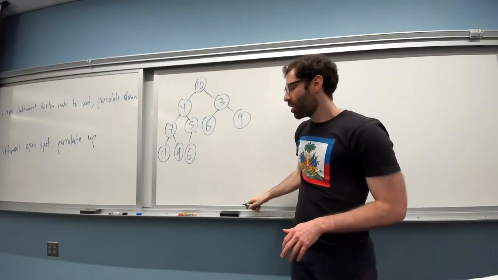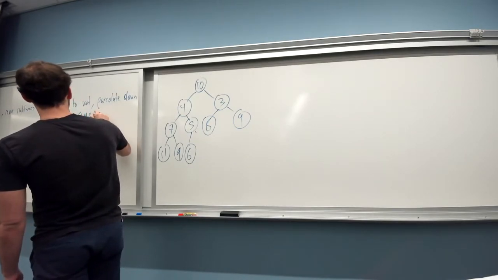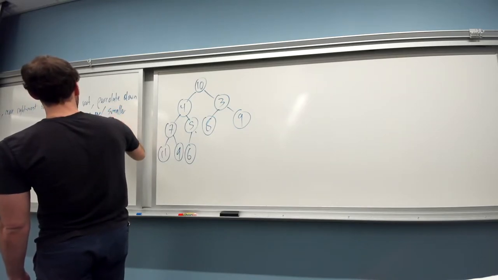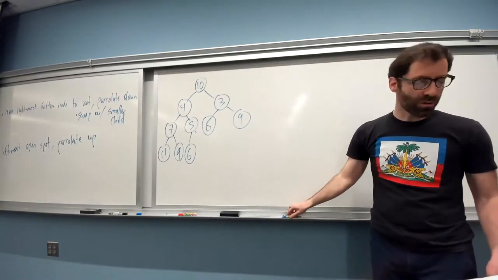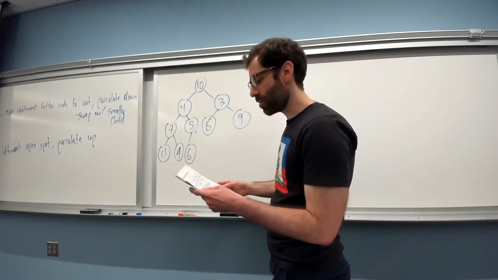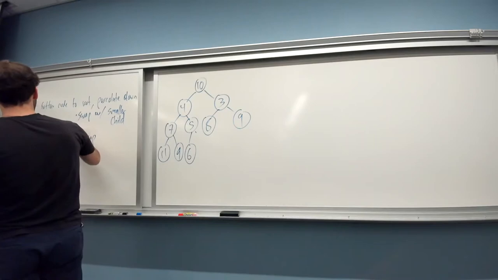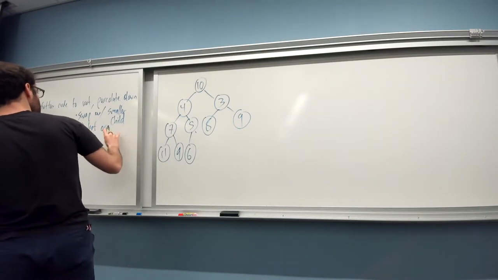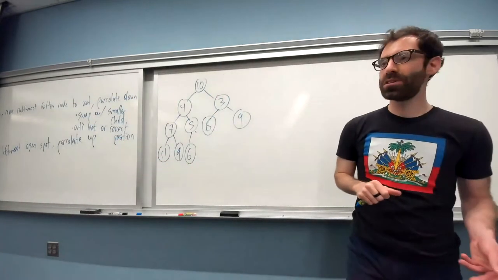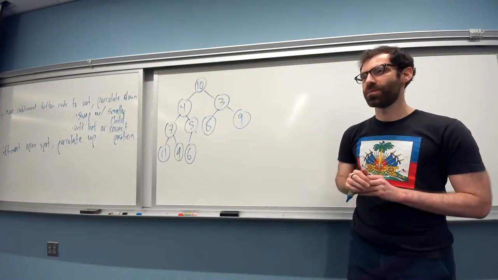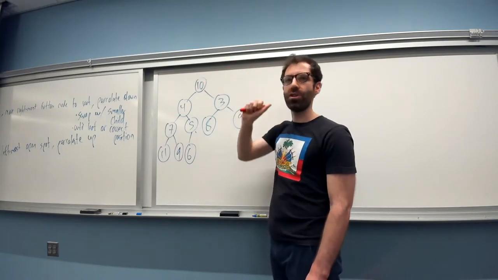But now, of course, things are out of order. And so our percolate down is going to be a process of repeatedly swapping a node with the smaller of its two children until we've either reached a leaf or our value is in the correct position, meaning that it's smaller than its children. So starting with 10, I need to swap it with one of its children.